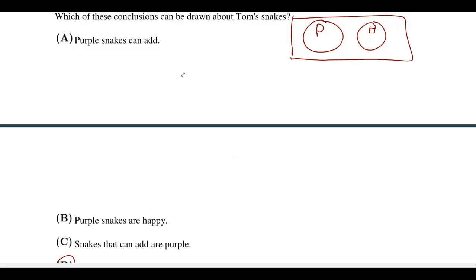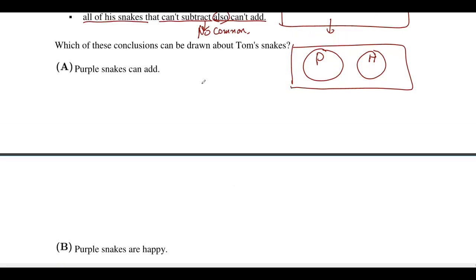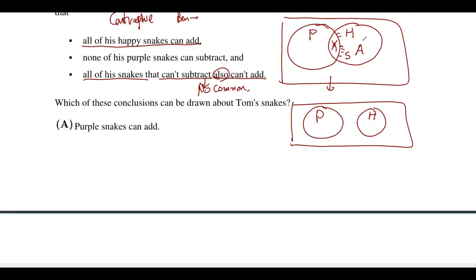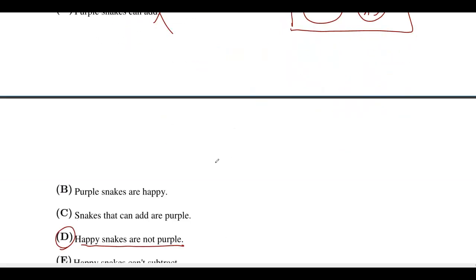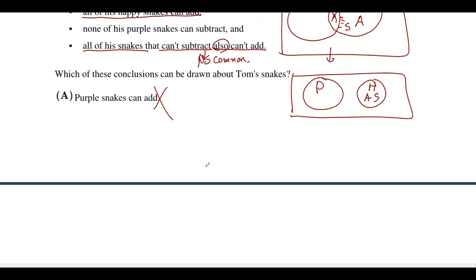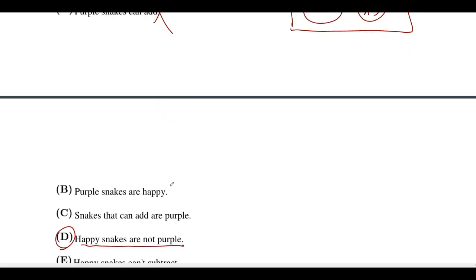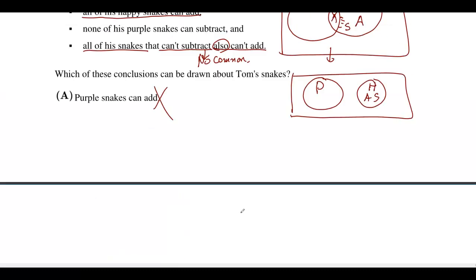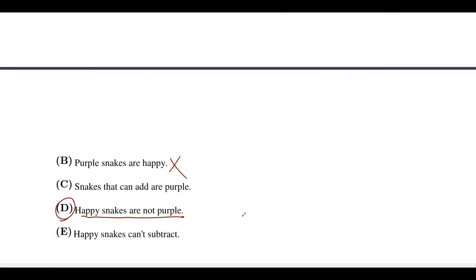Or the other ones, take a look. Purple snakes can add. Purple can add over here? No, this is wrong, right? Happy is also what? Both together. Okay, purple cannot add. This is wrong. The second one is purple snakes are happy. Purple happy? No. Separate. No, that's no common. This is wrong too. Okay. Snakes can add what? Purple snakes can add a purple? No. Okay, add is what?